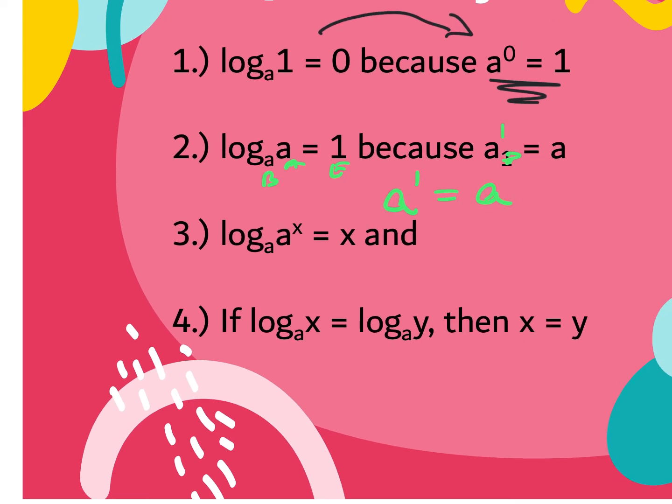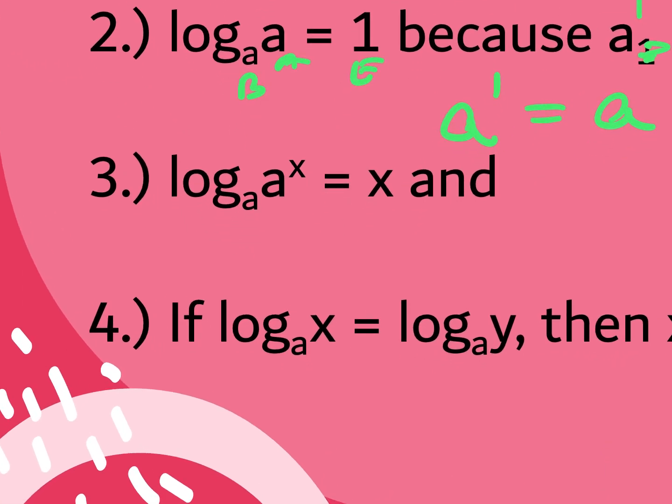The next property. Whenever the base of the log is the same as the number that you're trying to find the log of, when these are the same, this is essentially going to cancel out, and then you're just left with what x equals. So let me show you putting this in exponential form. Again, if I do the BAE, this whole thing here is the answer. So A raised to this exponent equals this answer.